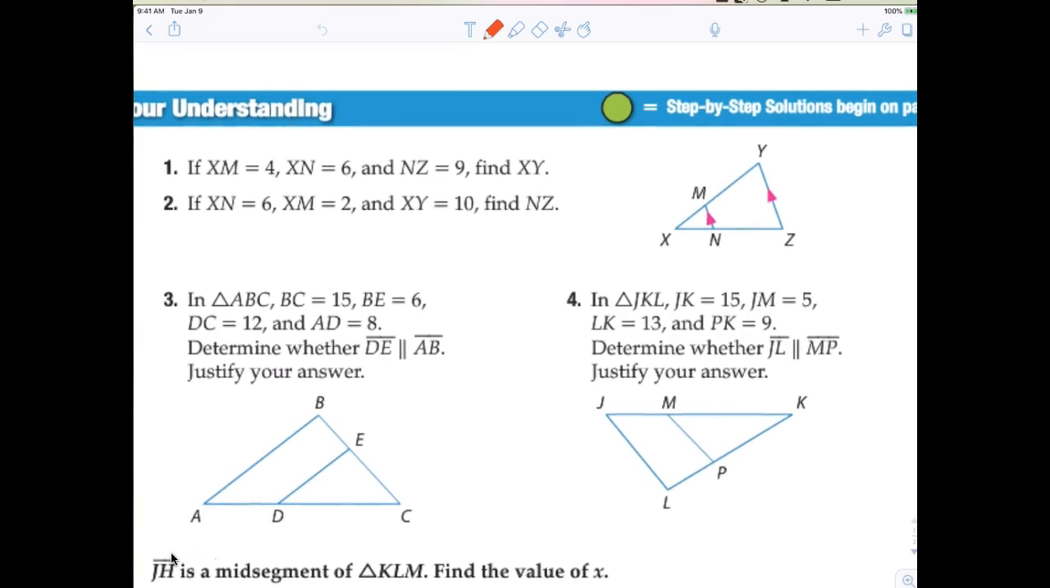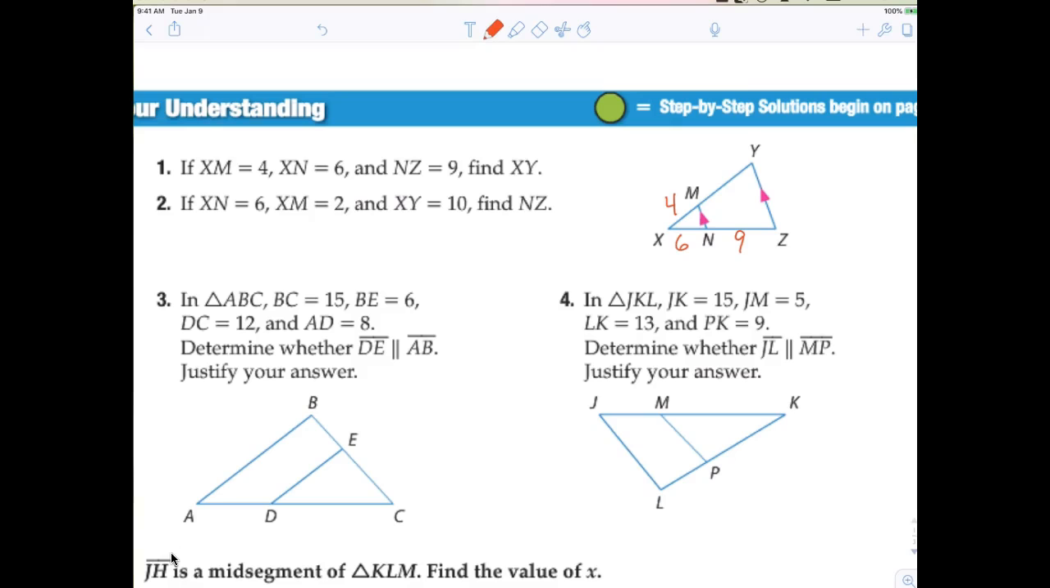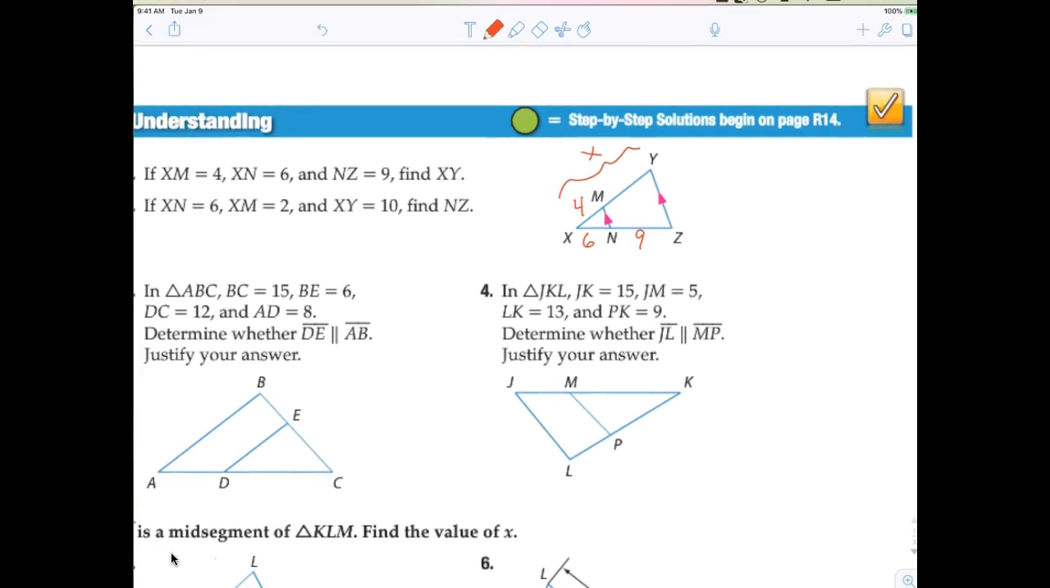All right, so XM is 4, and then it says XN is 6. And then NZ is 9. So we want to find XY. So this is what we're looking for. Do you agree with that? So now we would have to write it as what? Okay, yes, you're correct, but I'm just going to go ahead and write 4/6.